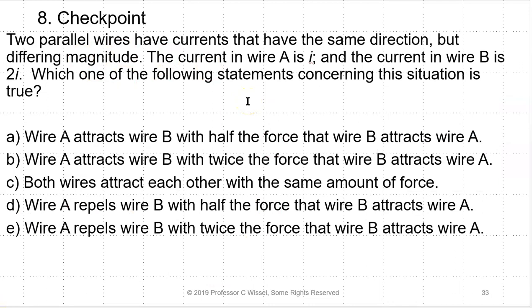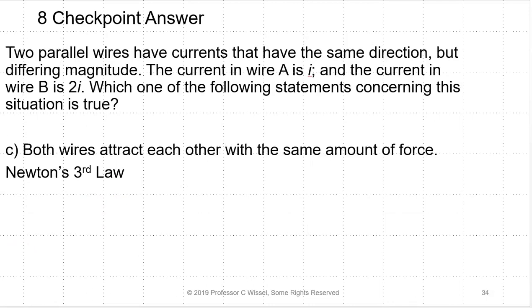2 parallel wires have currents in the same direction but differing magnitude. The current in wire A is I, the current in wire B is 2I. Which of the following statements concerning this situation is true? Well, you can't forget Newton's third law. The wires will attract each other with the same amount of force.